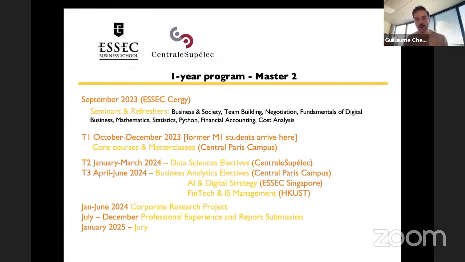And if you want to join the major in AI and digital strategy, that would be in Singapore. If you want to do that, there's no selection for that. You just have to decide depending on what you want to do. Or we also have an exchange program with a master in fintech at Hong Kong University of Science and Technology, or the master in IS, Information Systems Management.